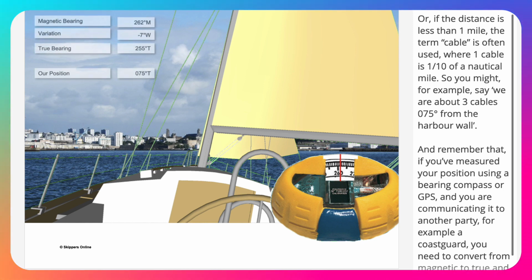And remember that if you've measured your position using a bearing compass or GPS, and you are communicating it to another party, for example a coast guard, you need to convert from magnetic to true, and invert the bearing by adding or subtracting 180 degrees.